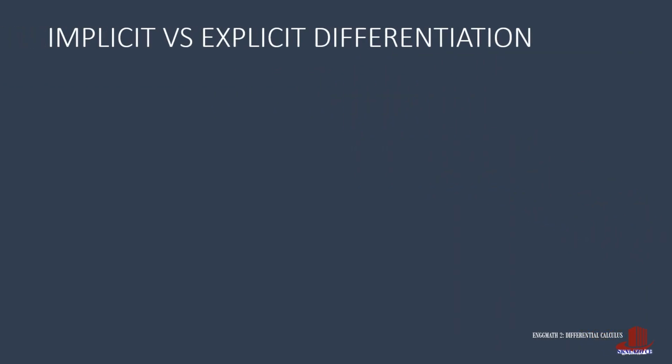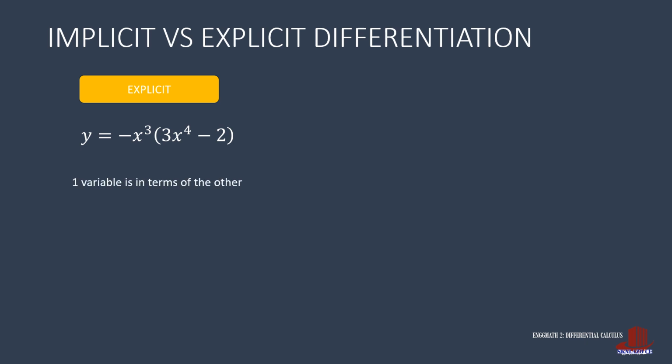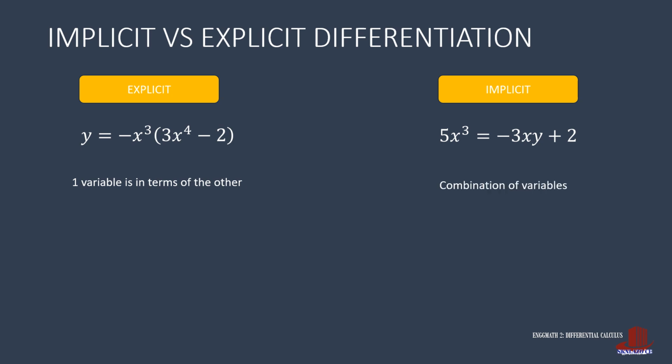Functions can be written in different variations. One type is explicit, which means a function y is defined in terms of x, like y equals negative x cubed multiplied by the binomial 3x raised to 4 minus 2. The second type is implicit, where it is the total opposite of the first. Both sides of the equation contain combinations of variables.